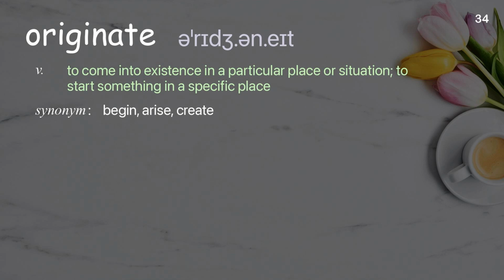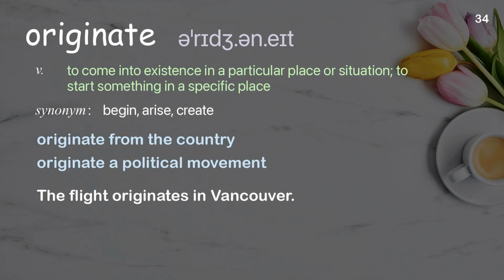Originate. To come into existence in a particular place or situation, to start something in a specific place. Examples: Originate from the country. Originate a political movement. The flight originates in Vancouver.